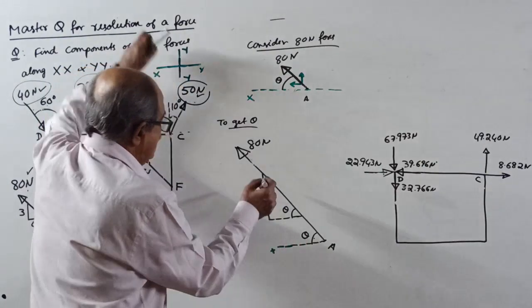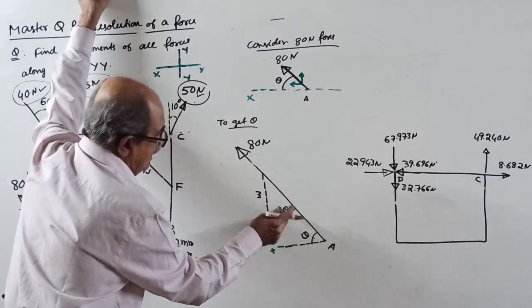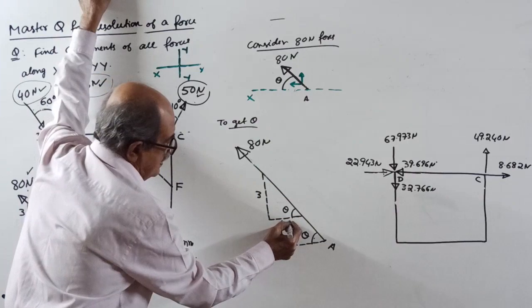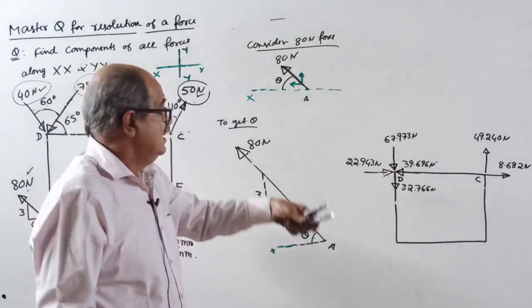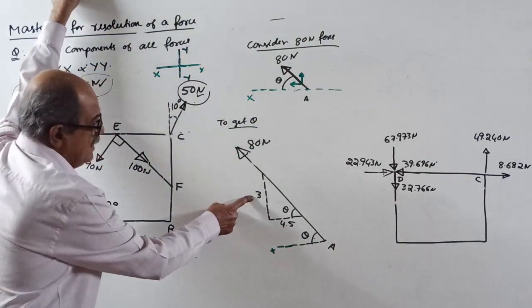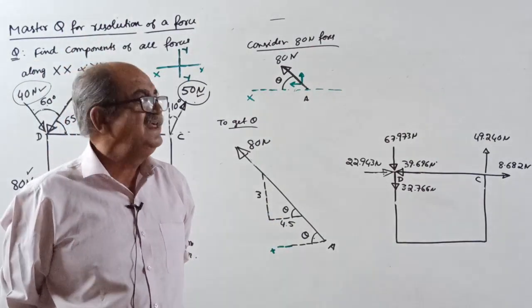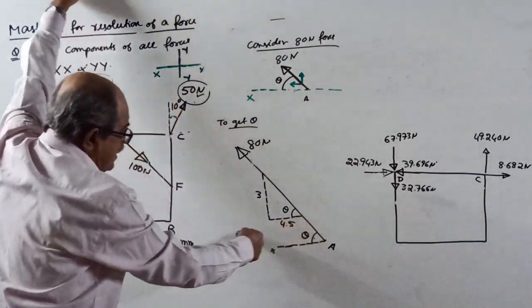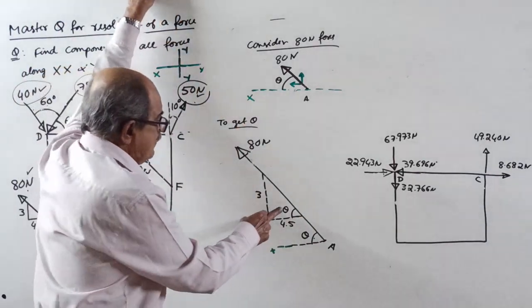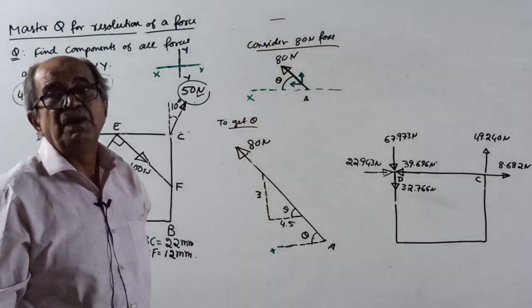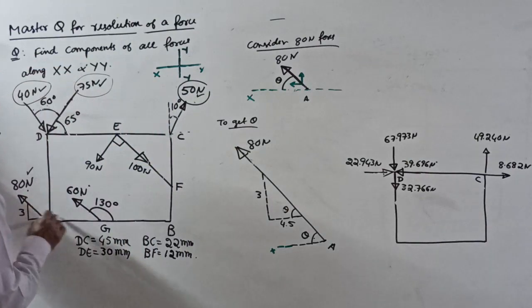Now, they told this is 3 units and this is 4.5, out of scale. Somebody will ask, 3 what? We don't know. It can be 3 millimeter, 4.5 millimeter, or 3 kilometer, 4.5 kilometer also. There is no limit. Unit is not required because when you calculate theta, linear dimensions are used, but it is independent of linear unit.